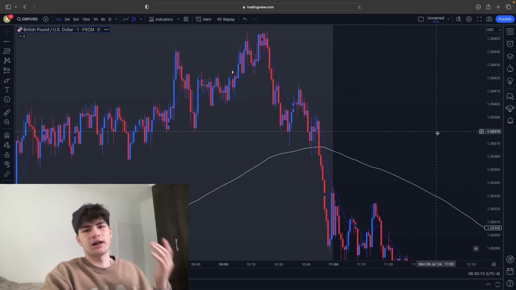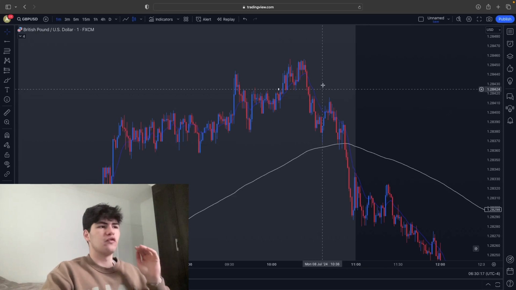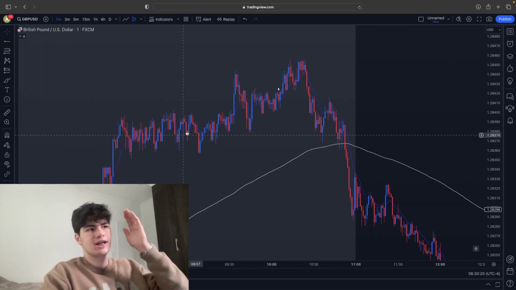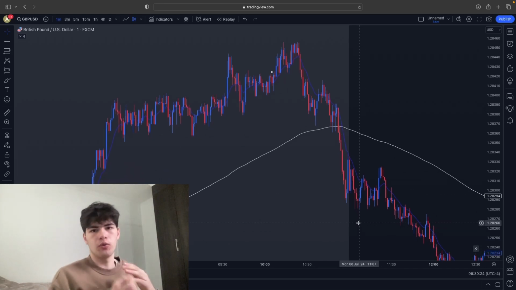This supply did make a lot of sense because of where we were with price. We were very bullish the whole of New York session. Getting to the end of New York session, we're starting to get a reversal, so it kind of made sense on the 1 minute to take.